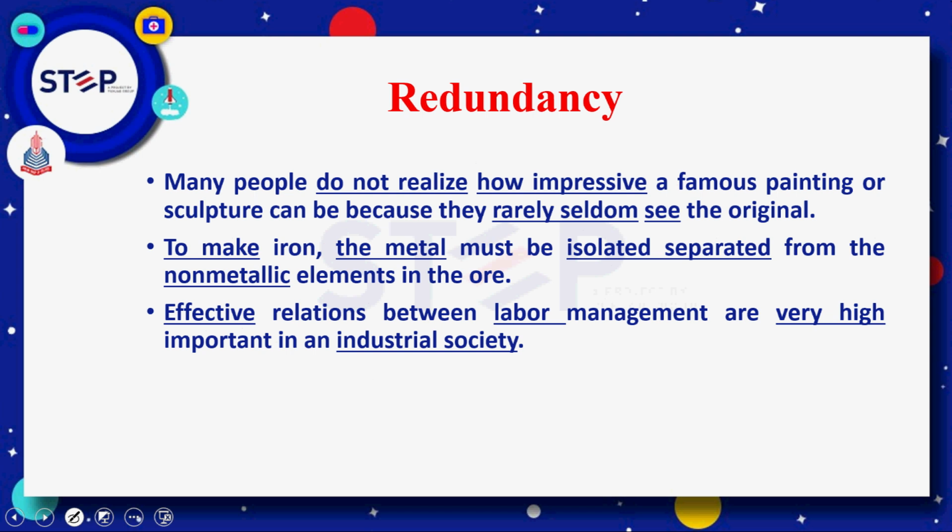Redundancy means using some extra words which are not needed. So redundancy shouldn't be there. Using redundant structure is wrong. There are some examples of possible question types which may occur in your tests. Many people don't realize how impressive a famous painting or sculpture can be because they rarely seldom. This rarely and seldom is redundant because both of them mean the same thing. To make iron, the metal must be isolated, separated. Isolated and separated both mean almost the same thing, so it's redundant to use them together. Effective relations between labor management are very high important in an industrial society.